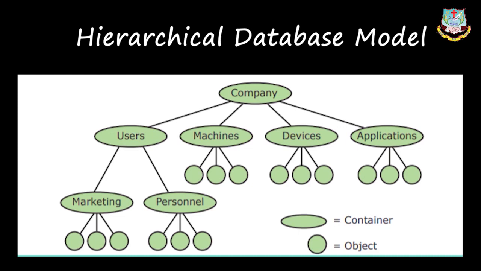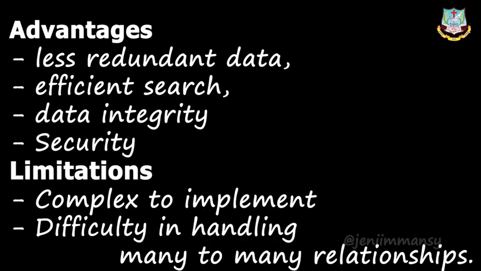In this model, we have many advantages like less redundant data, efficient search, data integrity, and security. In this model, we have some disadvantages also. It is very complex to implement. It is difficult in handling since it has many relationships, right? Many to many relationships are there, so it is hard to handle.